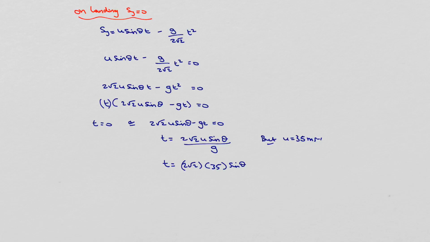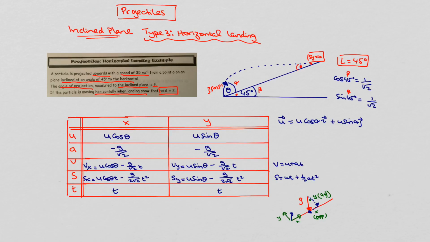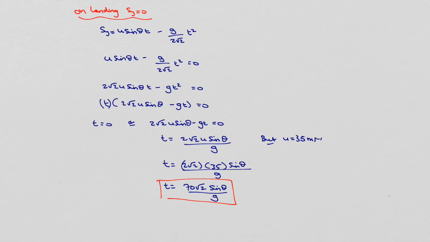Okay. So now I can stick in my u, and if I multiply 35 by 2, I get 70 root 2 sine theta over g. And why are we getting 2 times the flight? Well, the only times when sy is 0 is at the start, so the displacement above the inclined plane is 0 at the start, and also at the end. So it's landing at the same position above the ground at the start and at the end. So basically t is equal to 0 at the start and t is equal to 70 root 2 sine theta over g at the end, which we call our time of flight.